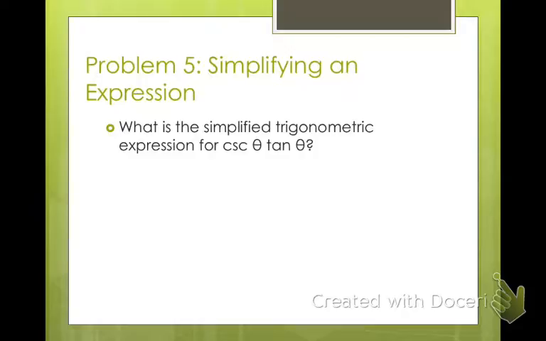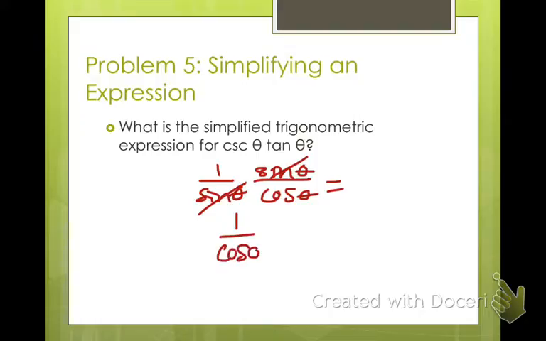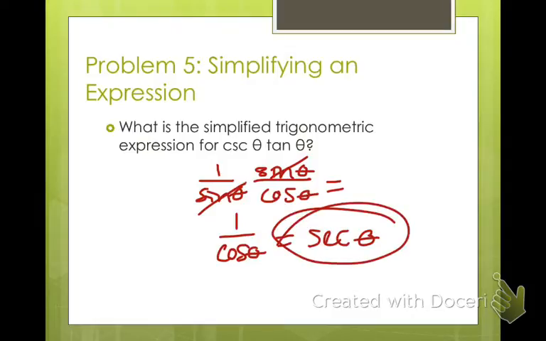And then the last one is simplifying an expression. So we have cosecant theta times tangent theta. We want to rewrite this as one trigonometric function. So we can rewrite cosecant as 1 over sine theta, times tangent theta. Well, we know that tangent theta is sine over cosine, so I'm going to rewrite this as sine theta over cosine theta. Now if we multiply these together, the sine thetas are going to cancel, so I get 1 over cosine theta. And we know that 1 over cosine theta is secant theta. So that's rewriting it as one trigonometric function.